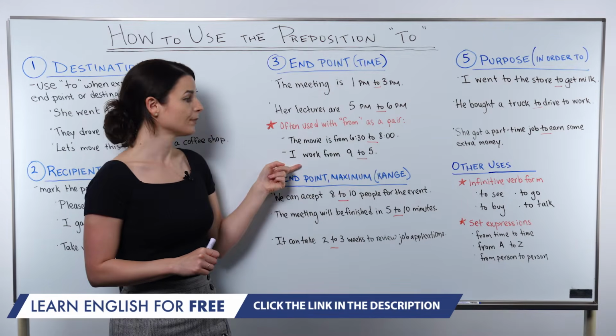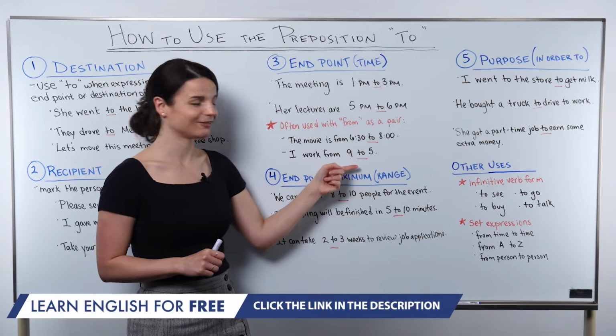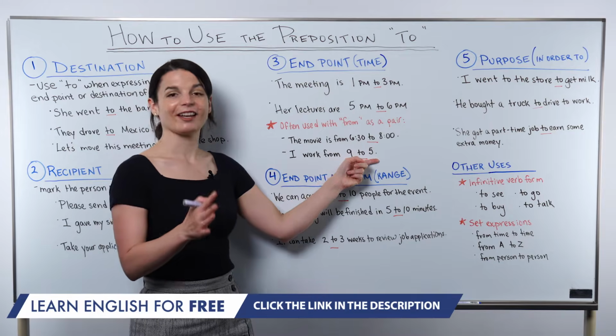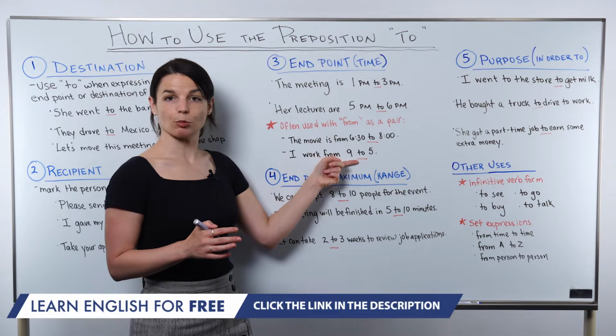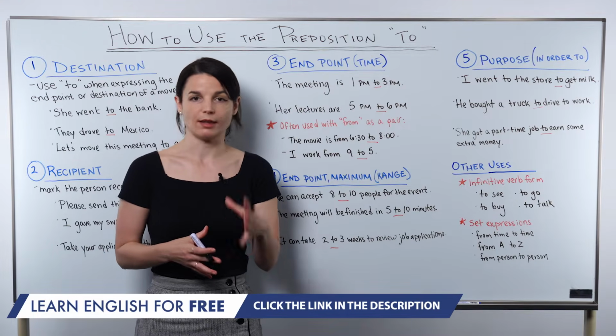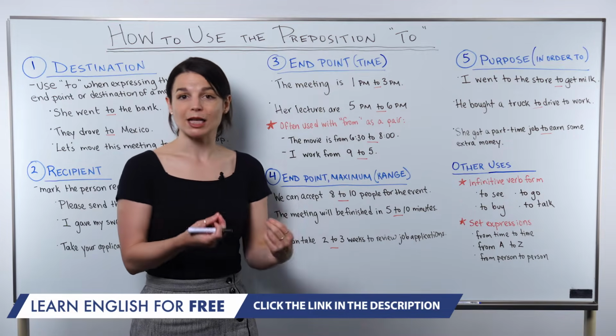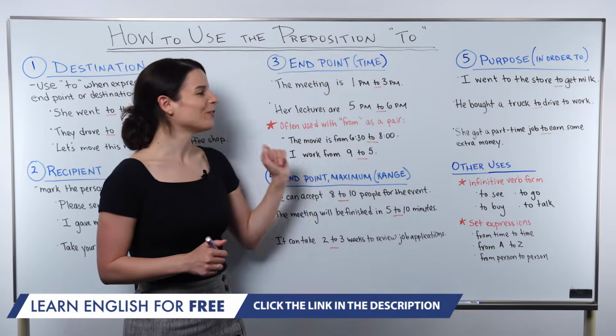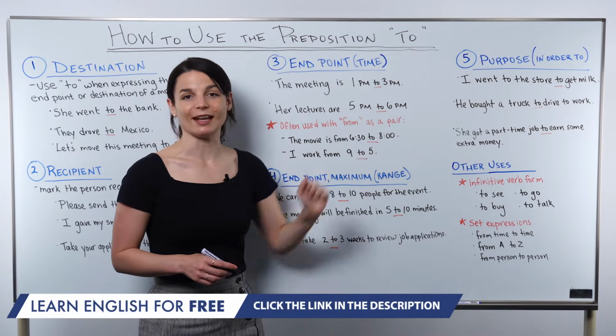One more example. I work from 9 to 5. Again, from is before the start point and to is before the end point. So we always use this pattern when we talk about end points. We cannot swap the two. We need to use to before the end time.